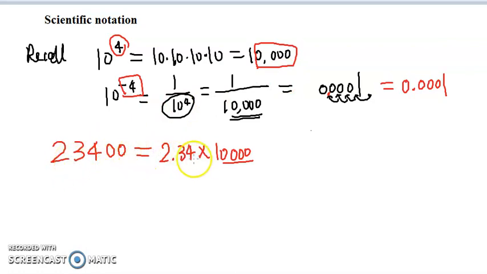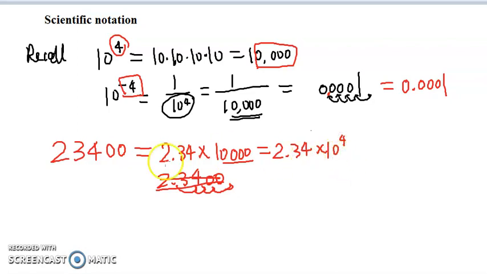So say 2.34 has a decimal point right here. If we move it 4 times, we're going to get 1, 2, 3, 4. That's exactly 23,400. So why do we write it like this? Because we know 10,000 can be written as 10 to the fourth. So we can just simply write the number as 2.34 times 10 to the fourth, instead of writing all the zeros.